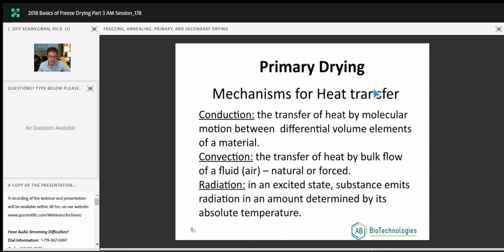Again, heat transfer is the largest factor. We know that in freeze drying, there are different heat transfer mechanisms. By far, it's conduction. Again, we heat the surface of the shelf.